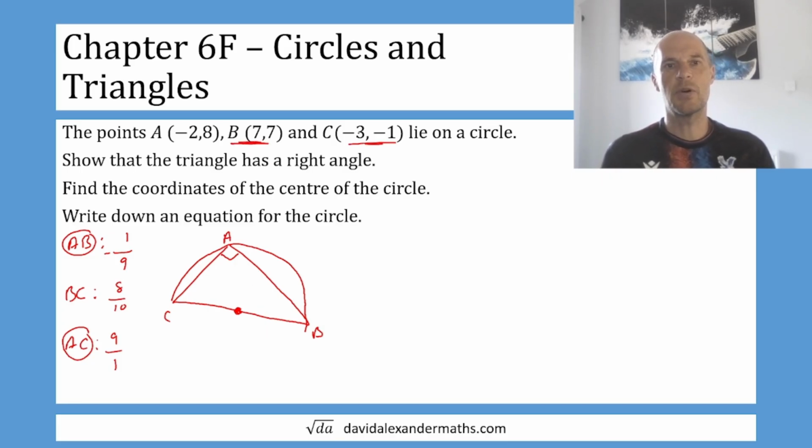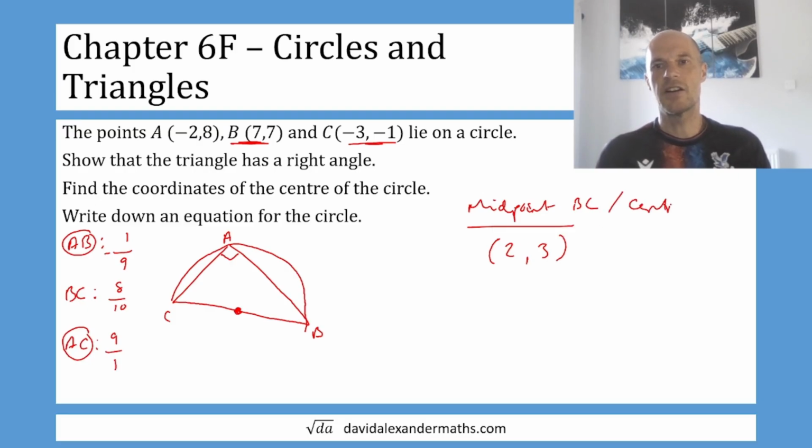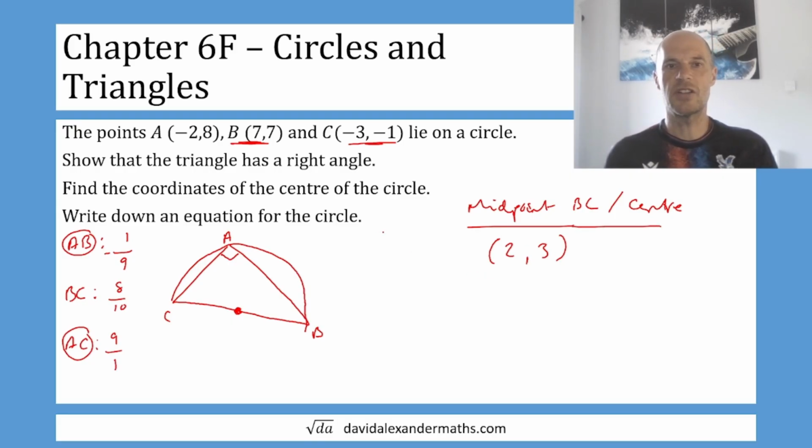Okay, so what is the midpoint of BC? What's midway between 7 and negative 3? 7 plus minus 3 is positive 4, half it, 2. What's halfway between 7 and negative 1? That is 3. So the midpoint of BC, otherwise known as the centre of the circle, is 2, 3. So therefore the equation of the circle is going to be x take away 2 all squared plus y take away 3 all squared equals the radius squared.